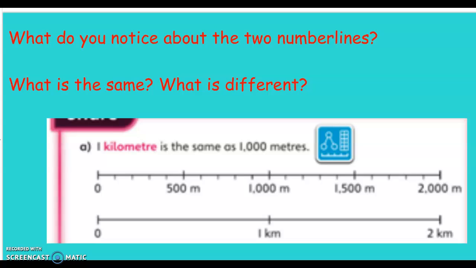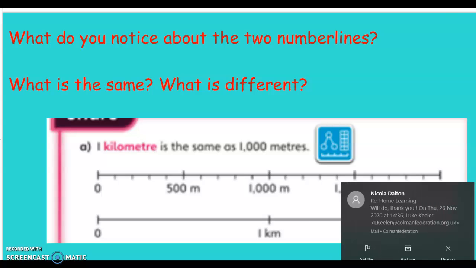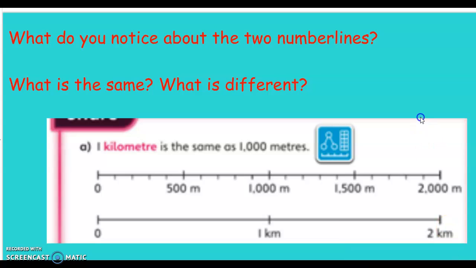So have a look at these two number lines. What do you notice is the same, and what do you notice is different? What do you notice is the same? What do you notice is different?